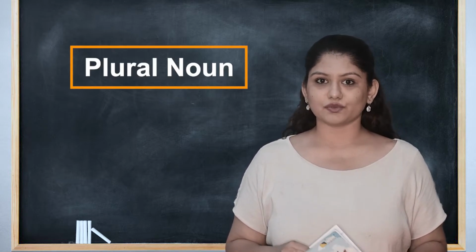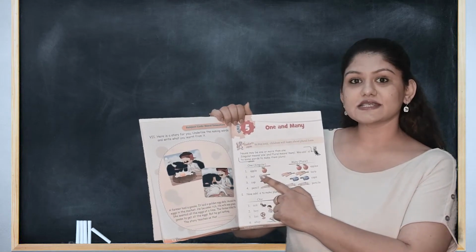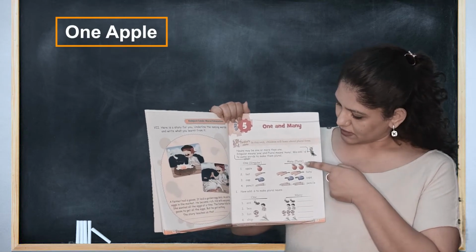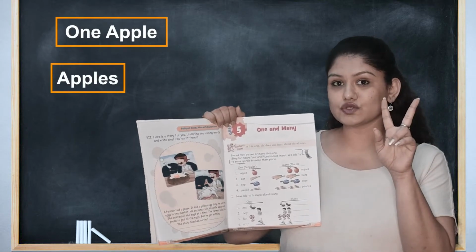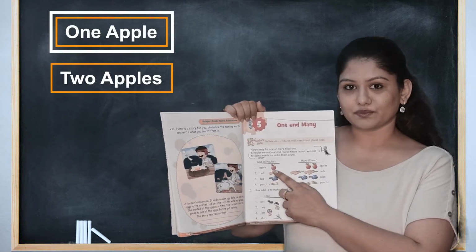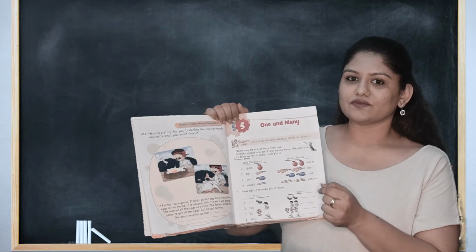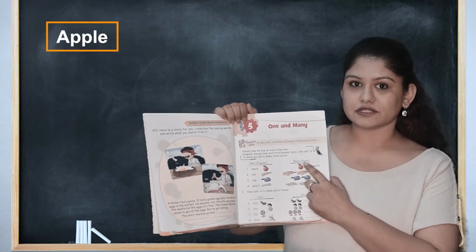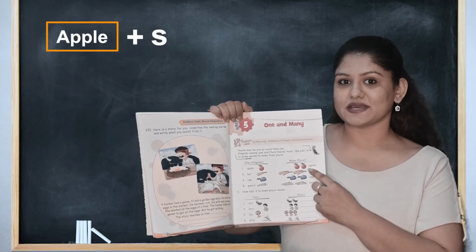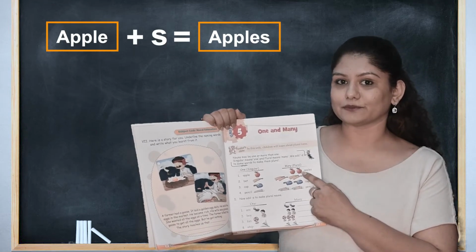Let's look at some examples from your book. Look at this picture right here. You have one apple, and here you have 2 apples. When you have one apple, it's a singular noun. When we want to make it a plural noun, we add the letter S, which makes it apples. So you have 2 apples.